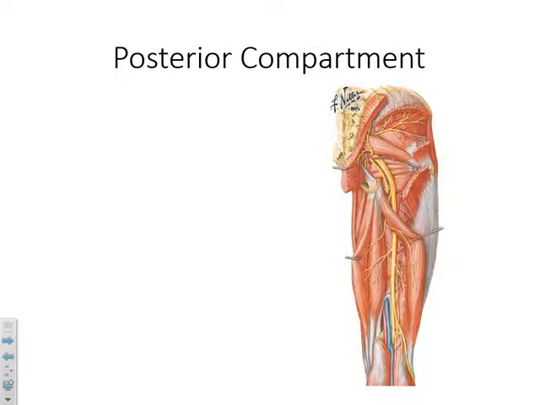We've already discussed the vascular supply to the posterior compartment from the previous lesson. Recall the perforating branches off the deep femoral artery. We can see them from the posterior surface now. Innervation to the posterior compartment is from the sciatic nerve.